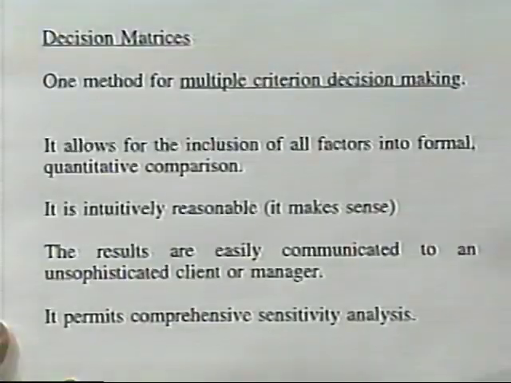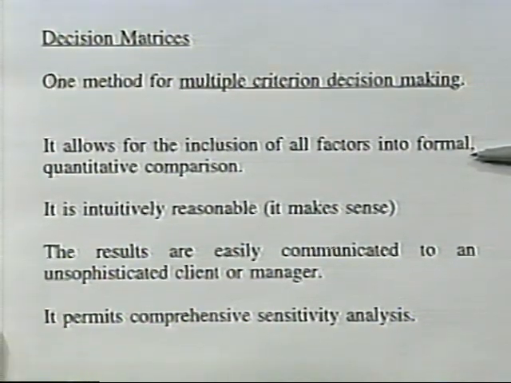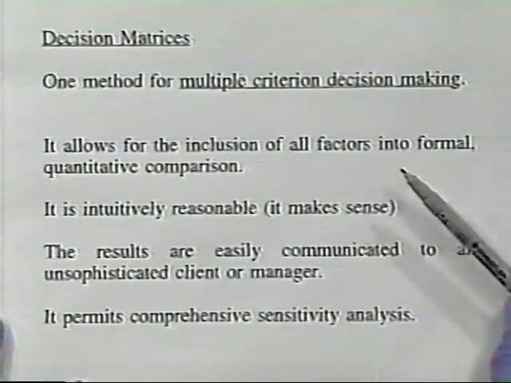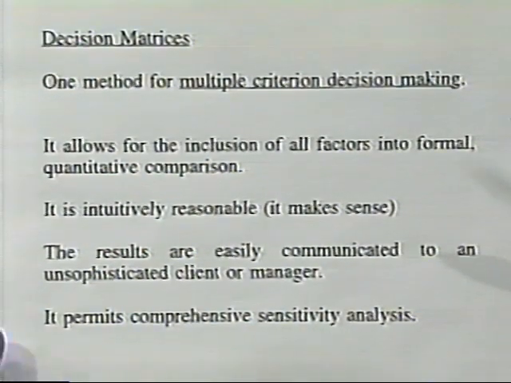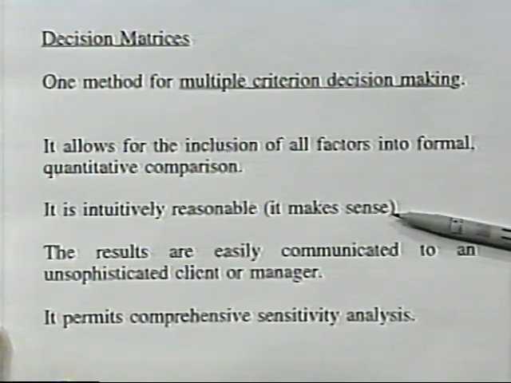Now, one of the techniques that one can use to do this is called decision matrices. And it has a number of features which make it quite attractive for practical use. And I've listed a few here. First thing is that it does include all factors you want to, all different criteria that are involved in the decision, into a formal and quantitative comparison, even if the factors are non-quantitative. That is, they're hard to put numbers to begin with. It also makes sense. It's intuitively reasonable.